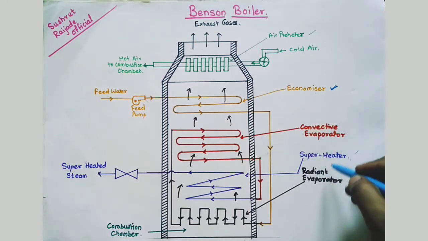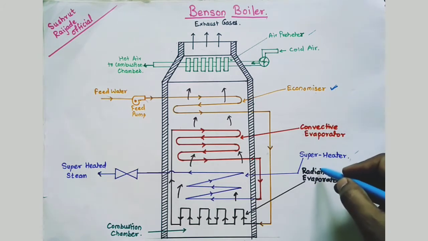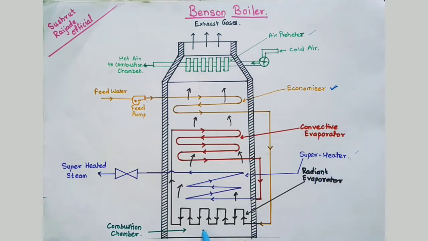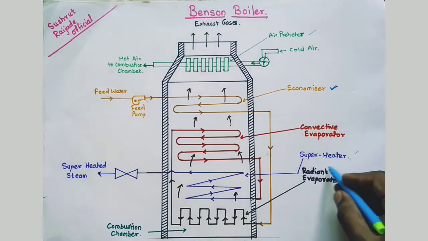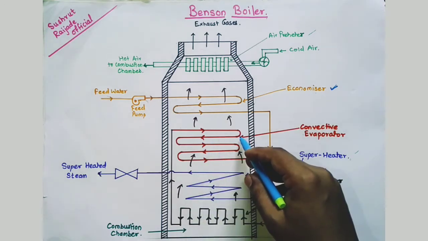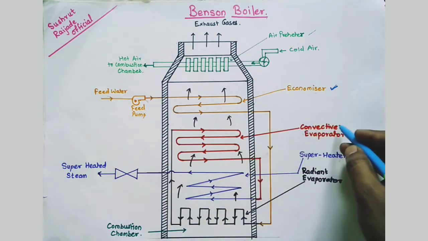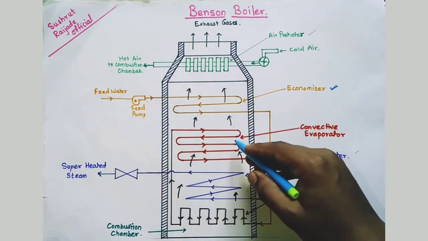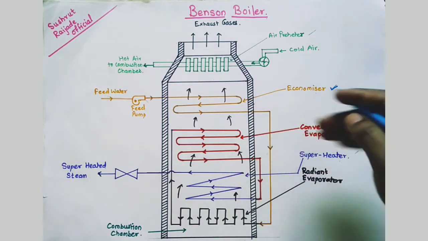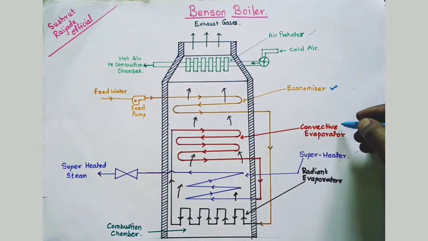Now, this is the function of the economizer. Then, convective evaporator and radiant evaporator. The radiant evaporator receives the radiation from the combustion chamber because it is placed as near as possible to the combustion chamber. Therefore, radiation occurs, and this is called a radiant evaporator. Then the water is passed to the convective evaporator. What is the function of the convective evaporator? Here the mode of heat transfer is convection. Therefore, heat is transferred from the tubes to the water, and the water is converted into steam. This is the function of the convective evaporator.